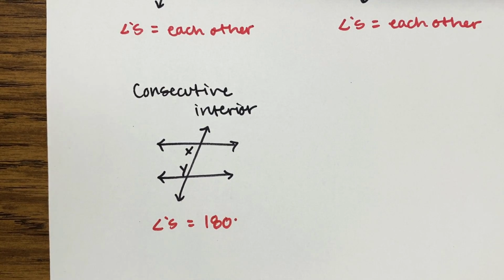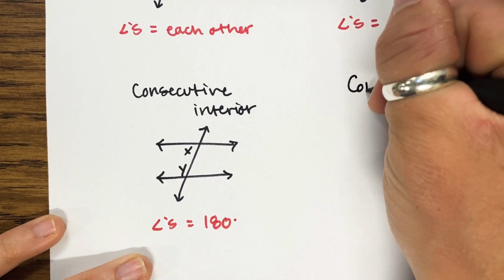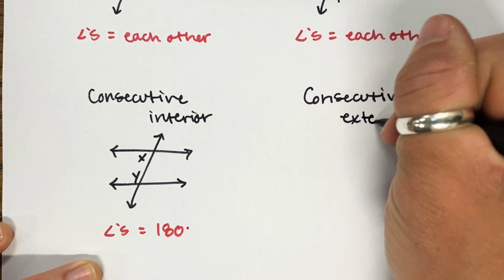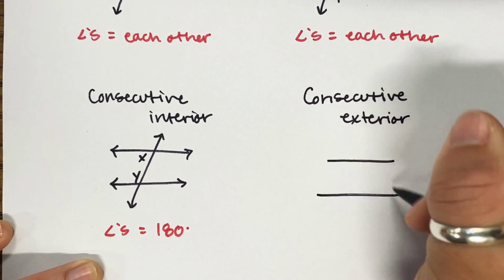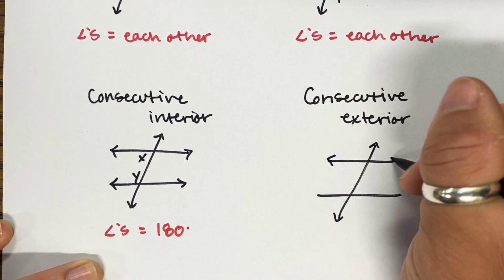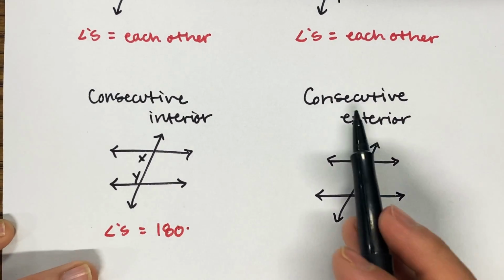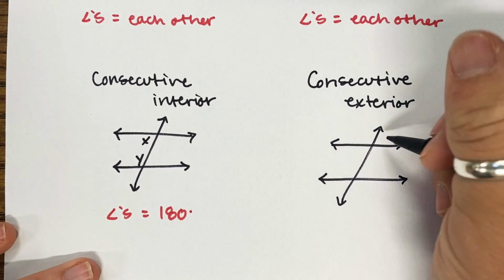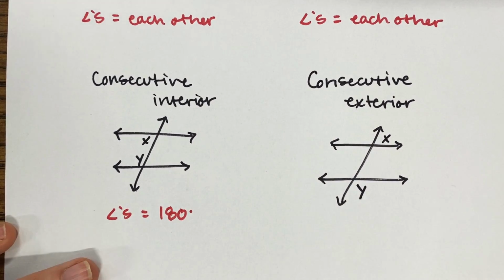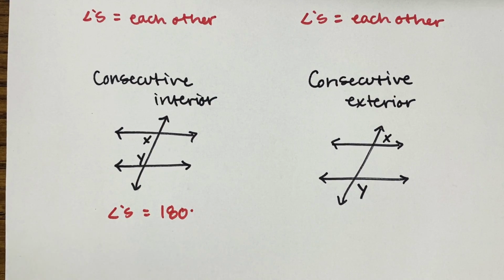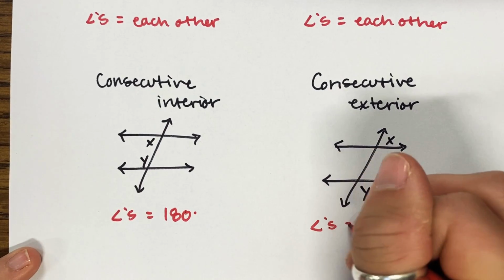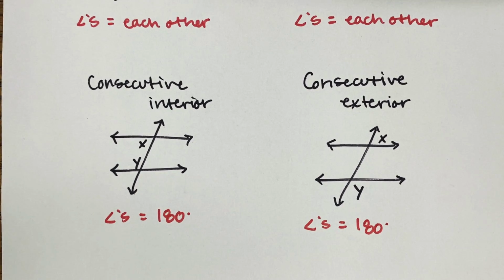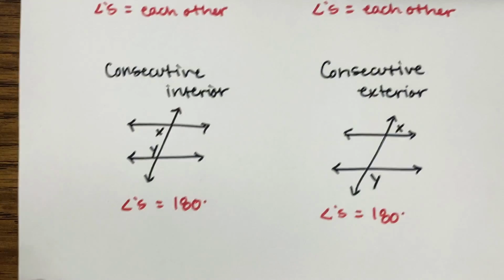Beautiful. Okay, well, if we have a consecutive interior, that means we also must have a consecutive exterior. So I got my 2 lines, my transversal. Consecutive, same side as my transversal, so this time we'll put them on the right. Exterior on the outside, so X and Y. And these angles also equal 180 degrees.